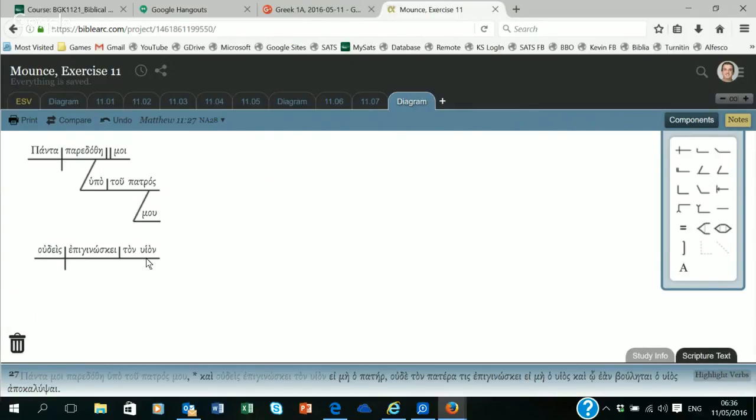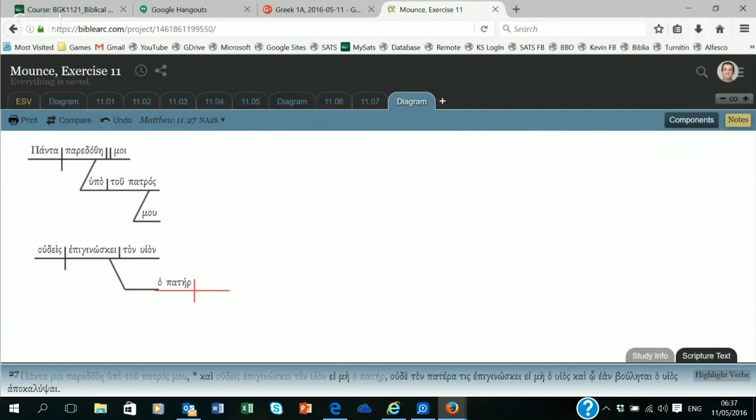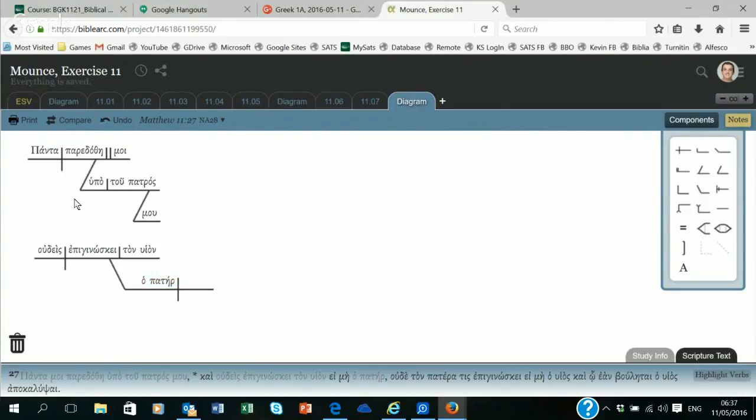Then we have me except hopater. And we're suffering from ellipsis here because the idea is except the Father knows the Son. Right? So no one knows the Father except stands in contrast, so no one except the Father knows the Son. Me functions as a subordinating conjunction. And technically we would demonstrate that with one of these. Me, and then hopater is the subject of a clause, and the rest of the clause is missing. So the rest of the clause would be epiginoske, except the Father, epiginoske knows ton hion.